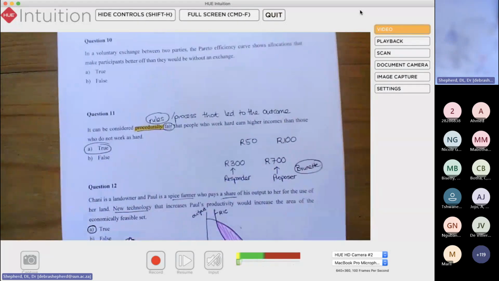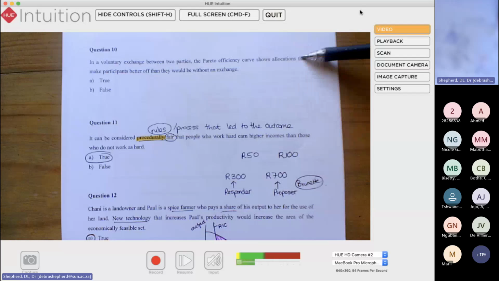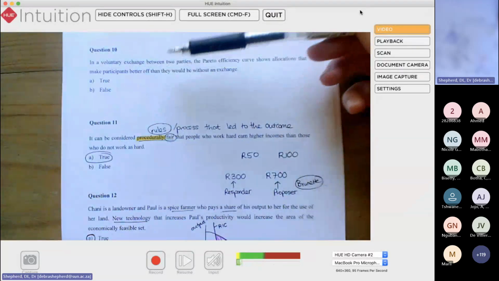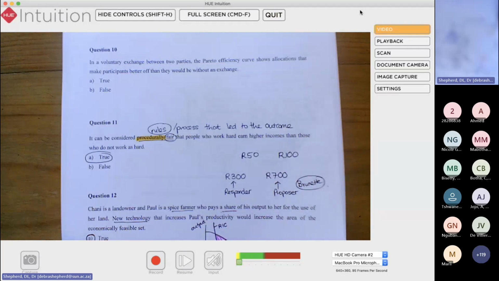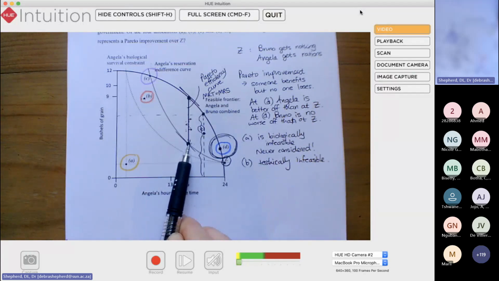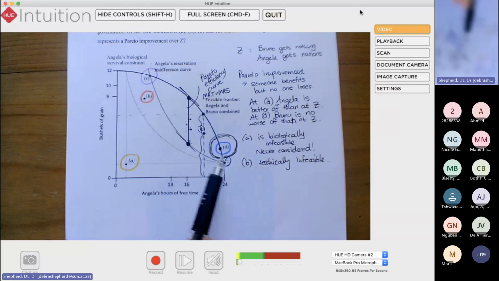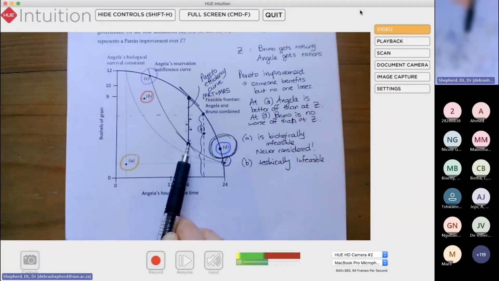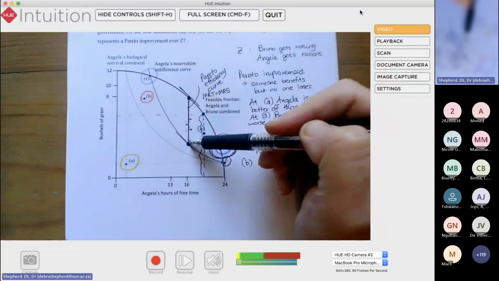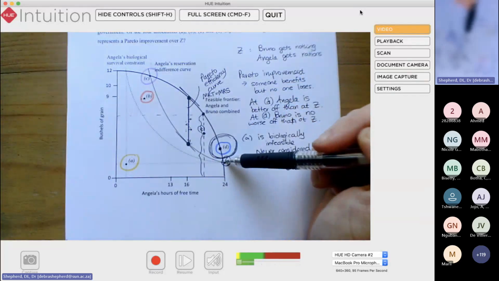So question 10 said, in a voluntary exchange between two parties, the Pareto efficiency curve shows allocations that make participants better off than they would be without an exchange. So here we have Z, which is the outcome with no exchange. If we compare Z to the point at the bottom of the Pareto efficiency curve, we've already decided that this is a Pareto improvement because this point compared to Z makes Angela no worse off, but it makes Bruno better off because at Z he gets nothing, but here he gets this whole surplus to himself. So this is a Pareto improvement over Z.